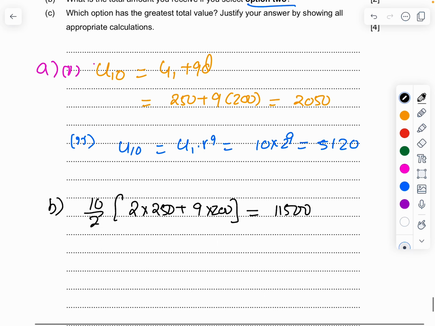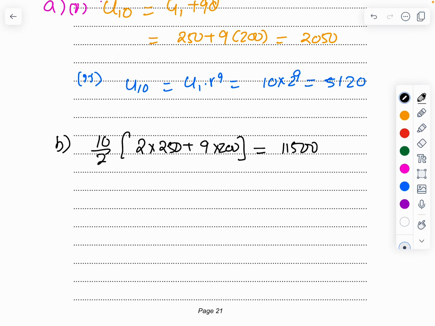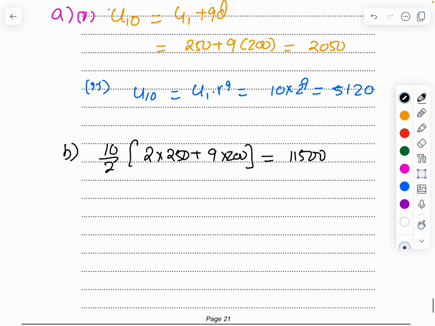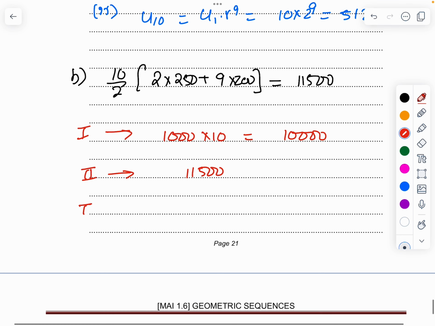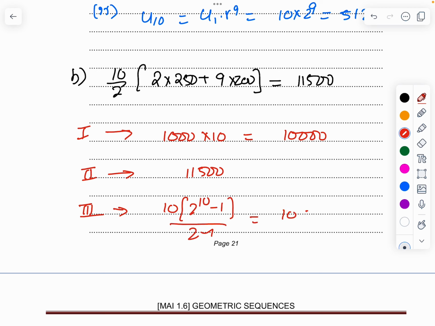Which option has the greatest total value? First, option 1 is 1000 times 10 weeks, so it is going to be 10,000. Option 2, just now we found 11,500. Option 3, it is a geometric sequence, so 10 times (2 to the power 10 minus 1) upon 2 minus 1. It is 10,230. So we can see that option 2 has the highest amount.